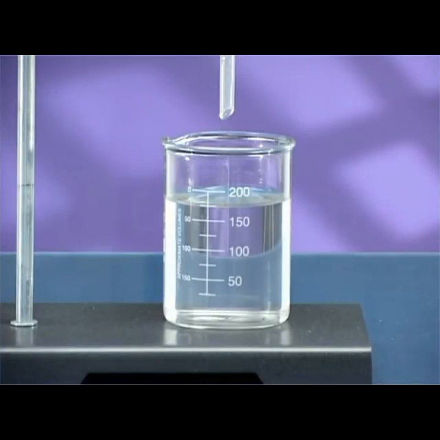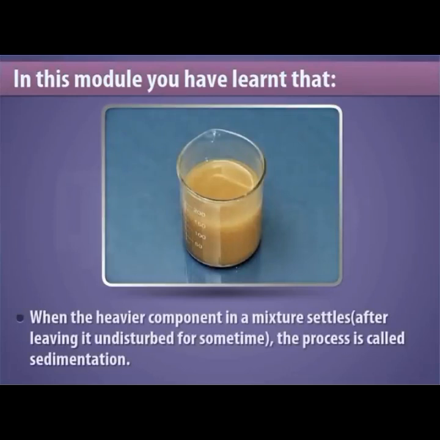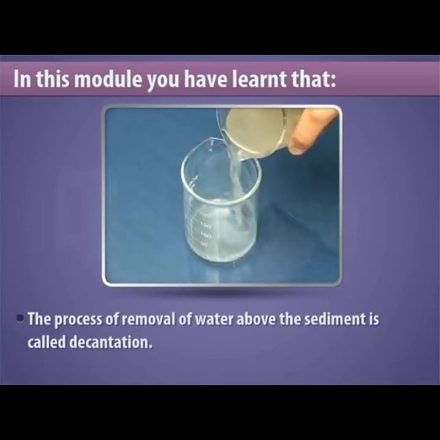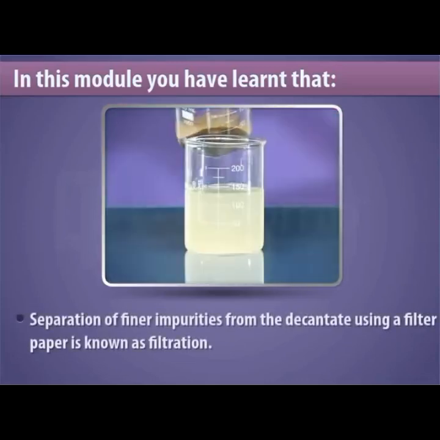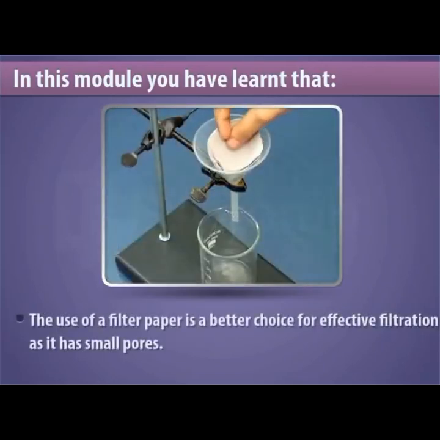In this module, you have learnt that when the heavier component in a mixture settles, the process is called sedimentation. The process of removal of water above the sediment is called decantation. Separation of finer impurities from the decantate using a filter paper is known as filtration. The use of a filter paper is a better choice for effective filtration as it has small pores.